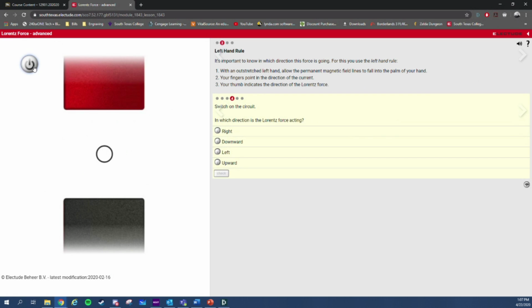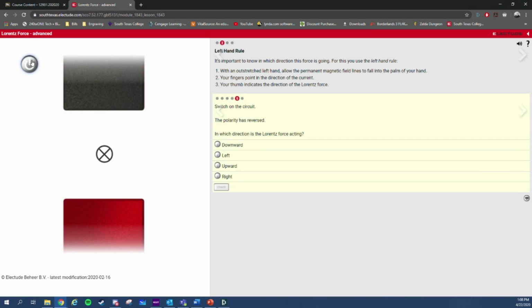Sir, you don't have the little blue lines. Where are they at? Well, to answer that question, it's gonna be left. But it didn't show the lines. It's supposed to. I don't know why. That's weird. Even this one's not showing up. Okay, well, if it says the polarity is reversed, it should go right.